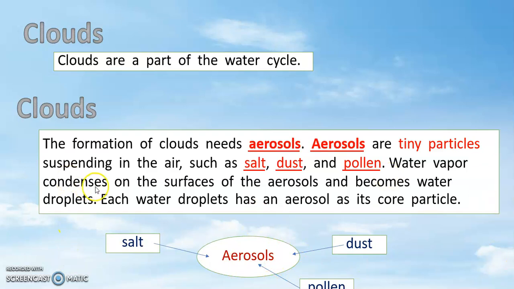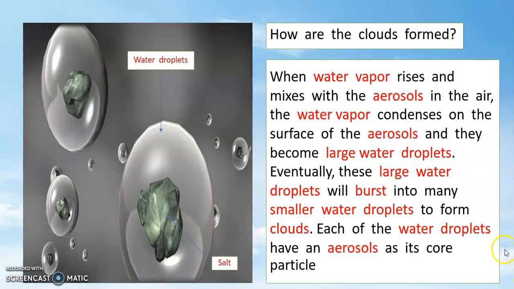Water vapor condenses on the surfaces of the aerosols and becomes water droplets. Each water droplet has an aerosol as its core particle. This is the water droplet, and inside of the water droplet is salt.